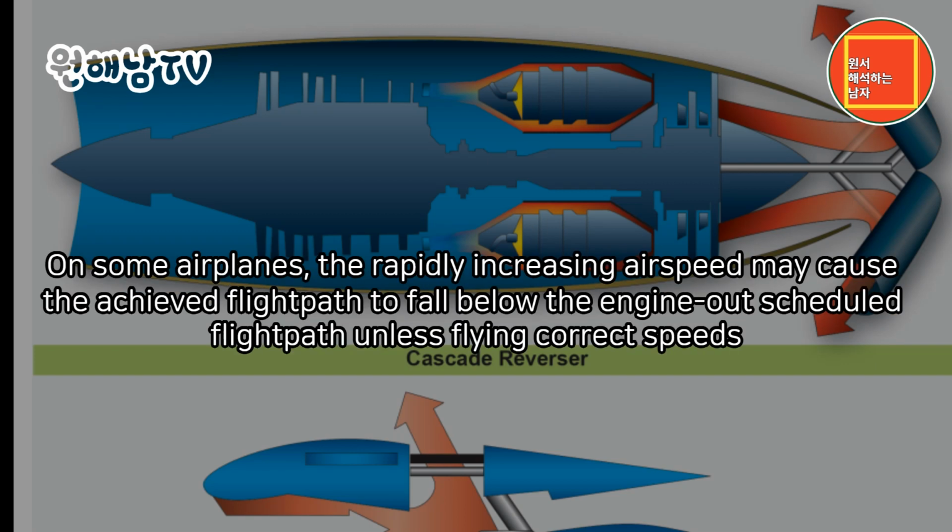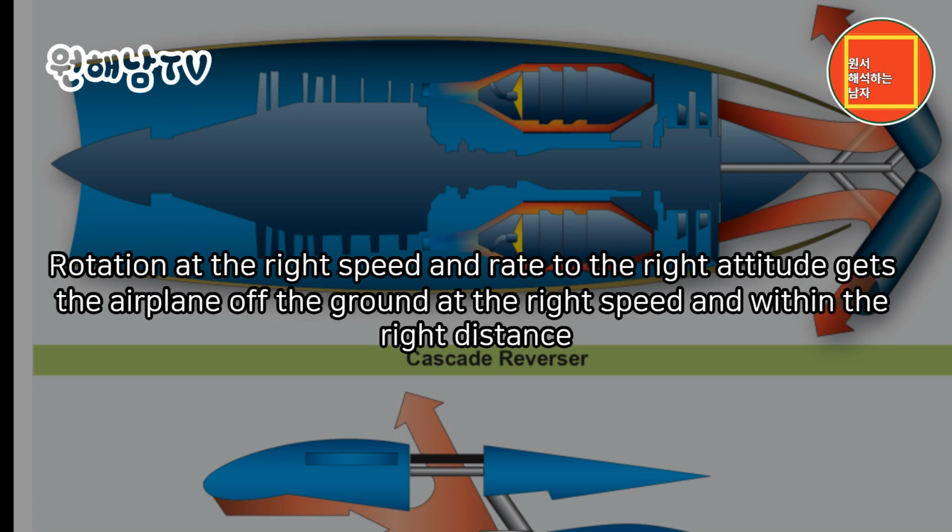On some airplanes, the rapidly increasing airspeed may cause the achieved flight path to fall below the engine-out scheduled flight path unless flying correct speeds. Rotation at the right speed and rate to the right attitude gets the airplane off the ground at the right speed and within the right distance.